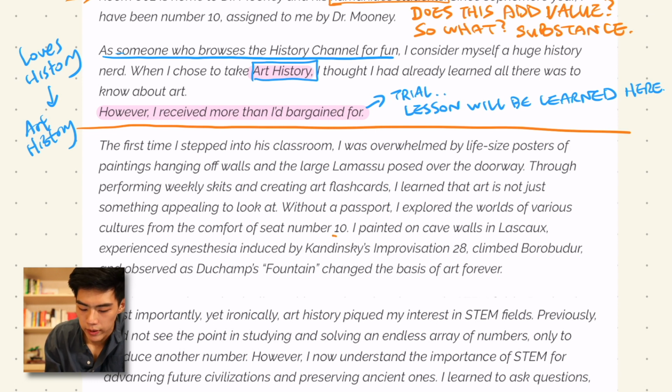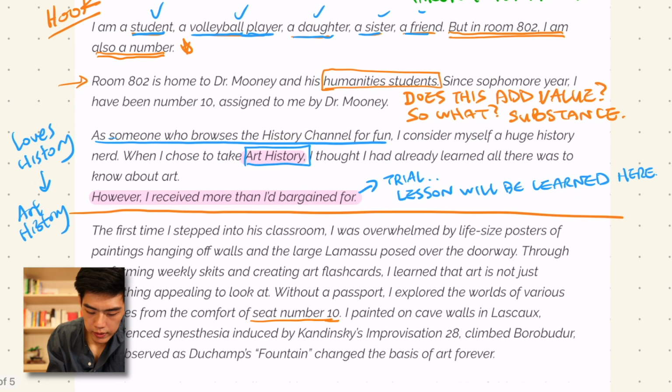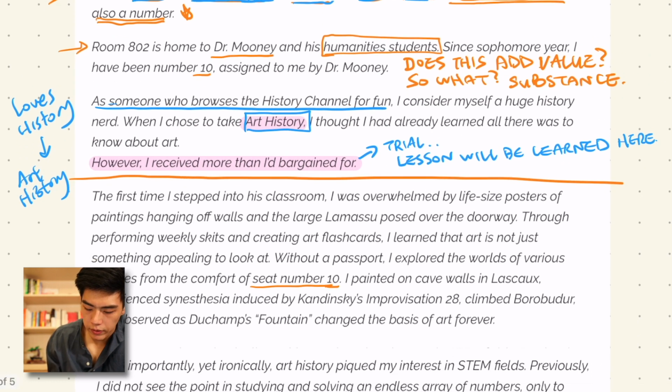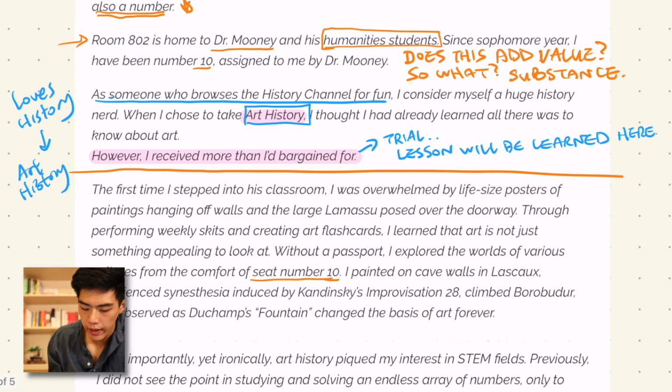Oh, okay, so it brings back these things. Seat number 10, being in Dr. Mooney's classroom. I learned that art is not just something appealing to look at. Already, the person is sharing with us what they learned, a change in perspective.